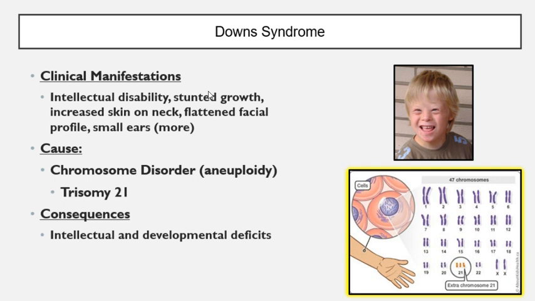So again, the first one's Down syndrome. Yeah, that 21st chromosome you have 3 copies of. And it causes a whole bunch of mostly intellectual problems. You have intellectual disability, stunted growth, the increased skin on the neck, and then a flattened facial profile, small ears apparently. And there's a whole bunch of conditions associated with Down syndrome, but those are the ones I want you to know. And then it's because of trisomy 21, right?